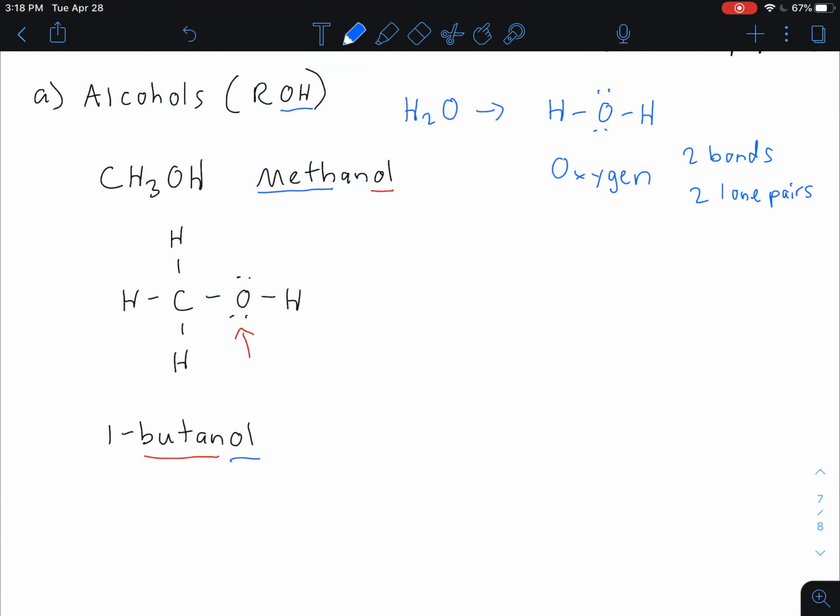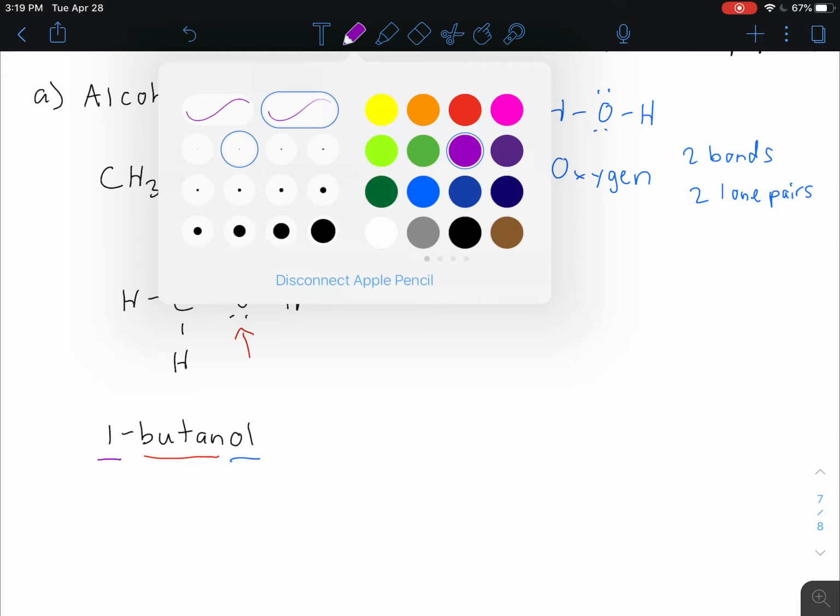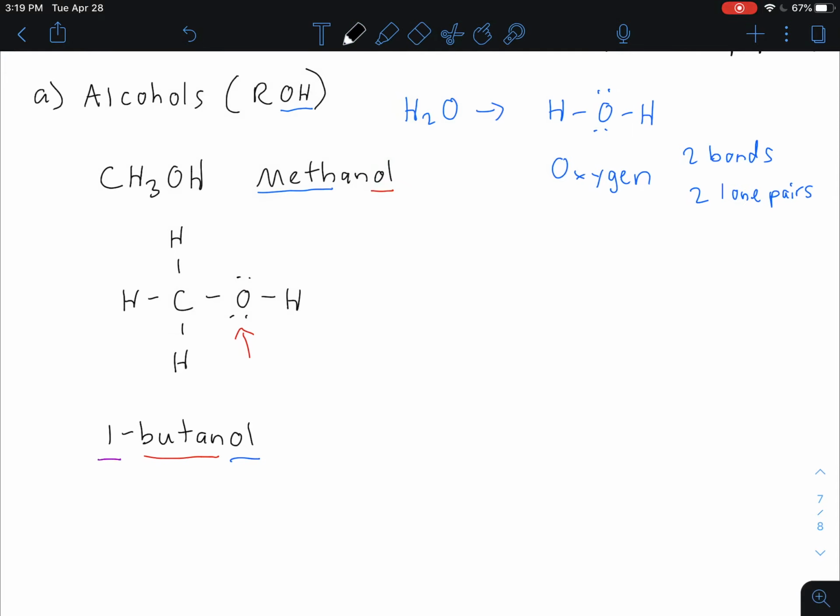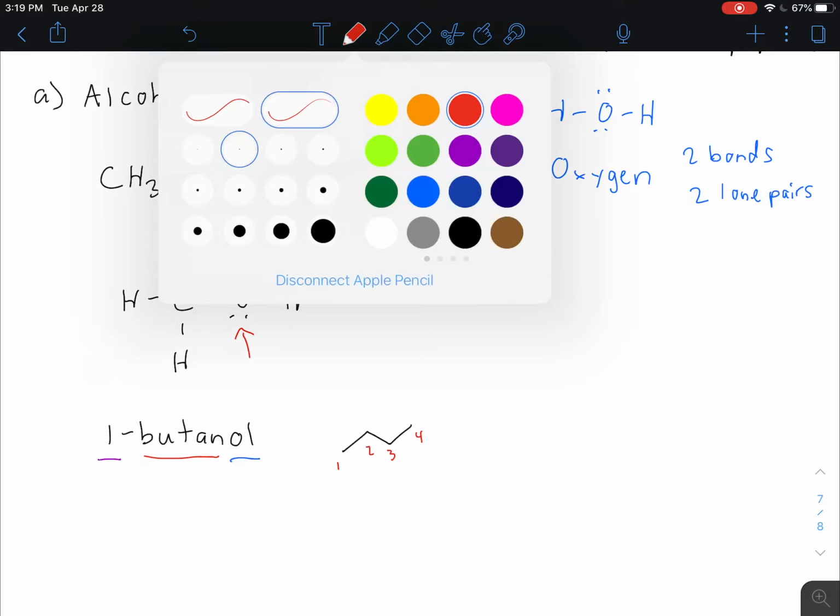So I first recognize that it's going to be a 4 carbon chain because of butane, all to tell me it's an alcohol, and then specifically it's telling me it's on carbon 1. So the way I translate this is first I draw a 4 carbon chain, 2, 3, 4, and then we know it's an alcohol and we want to put an OH group on carbon 1. So 1, 2, 3, 4.